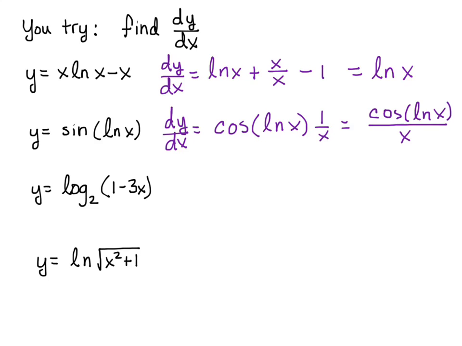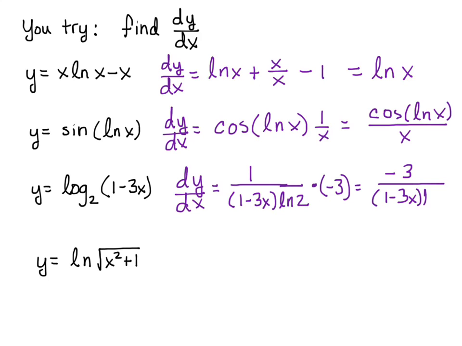Okay, how about the next one? If you remember what the formula is, the derivative of the log base 2 is going to be the reciprocal of the function times log of 2, right? So that's the first part. Then we have the derivative of 1 minus 3x, which is negative 3. So we'll have that.